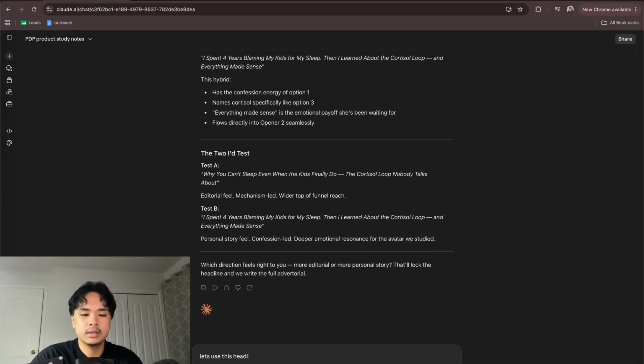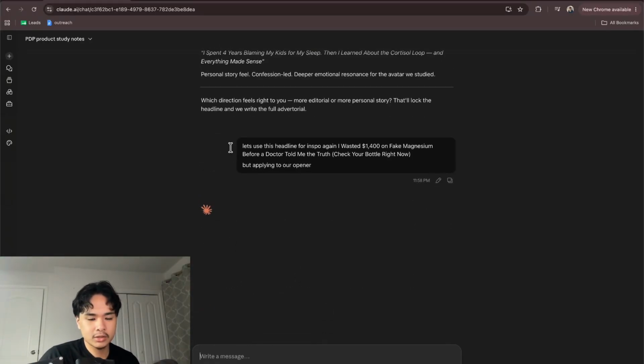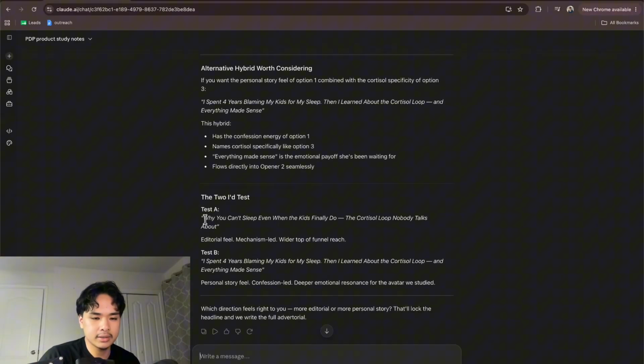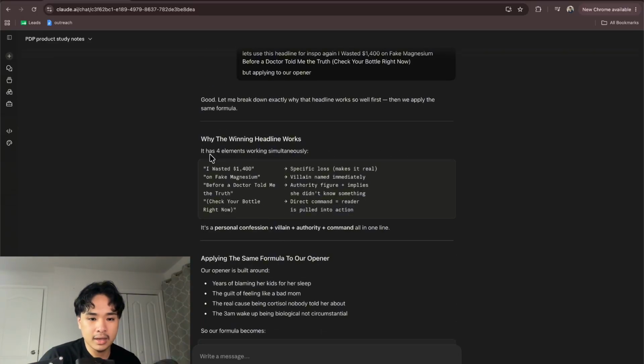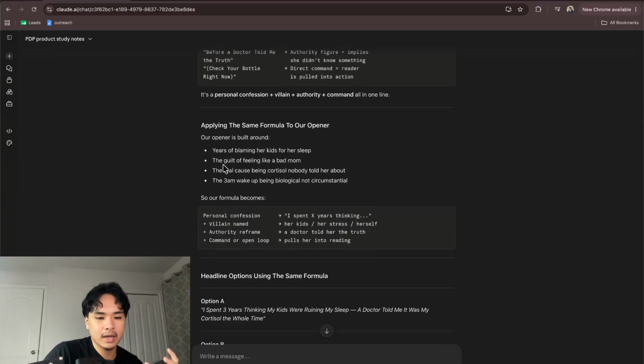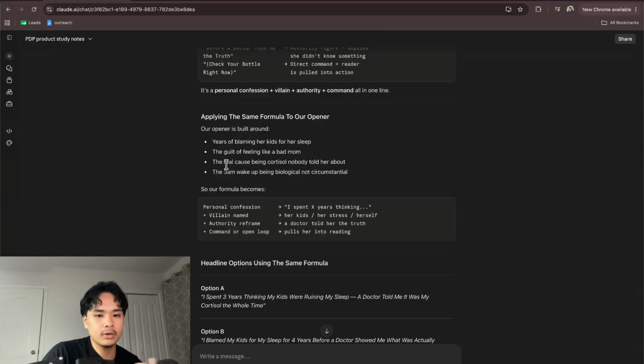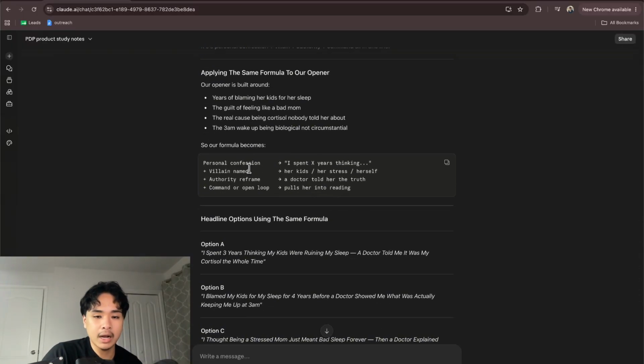Let's use this headline for inspo again, but applying to our opener. So sometimes it just won't come up with good headlines or headlines that you will like. So you just got to keep prompting to find something that's actually good. And I know a lot of people for headlines specifically, of course, you can have a document with specific headlines that just work, and that'd be great that you can just use for reference. So I'd recommend that you have that.